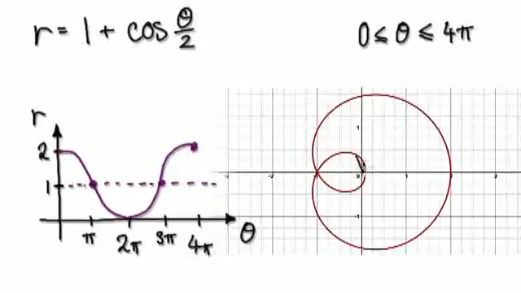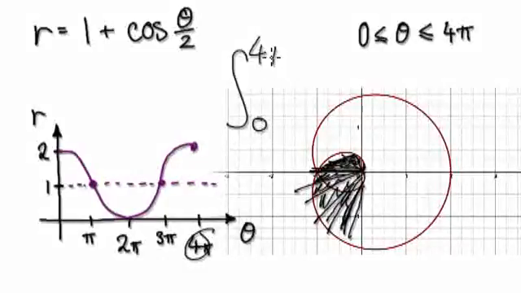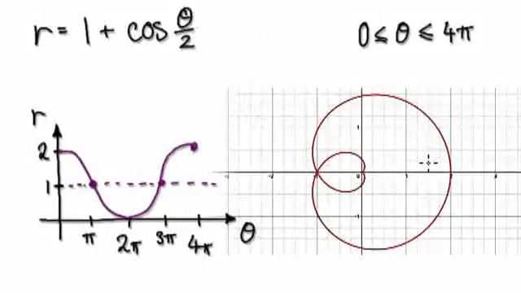It's summing up this bit, and then this bit, and then this bit, and then it will sum up this bit, and this bit, and so on. So that's what's happening when you're summing up. When you're summing up from 0 to 4 pi, it's summing up everything.